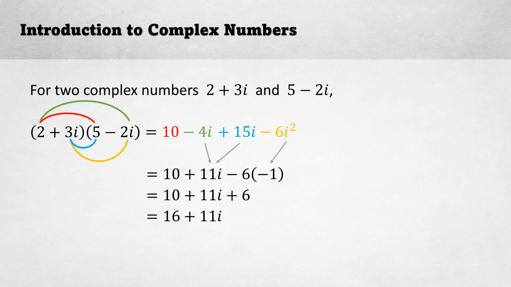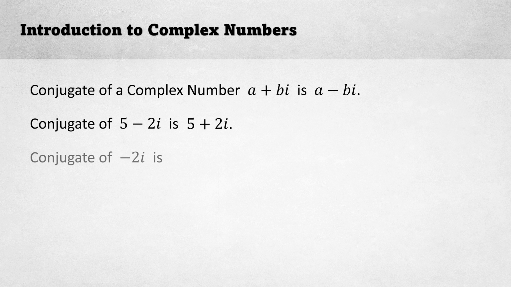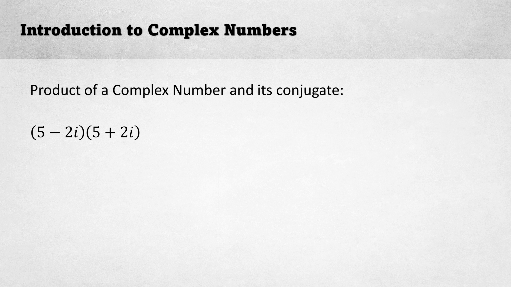We need some terminology before defining division over complex numbers. The conjugate of a complex number a plus bi is a minus bi. So the conjugate of 5 minus 2i is 5 plus 2i. The conjugate of negative 2i is positive 2i. The conjugate of 2 plus 3i is 2 minus 3i. The conjugate of 3i is negative 3i. And the conjugate of 5 is just 5. Something interesting will happen when we multiply a complex number by its conjugate.